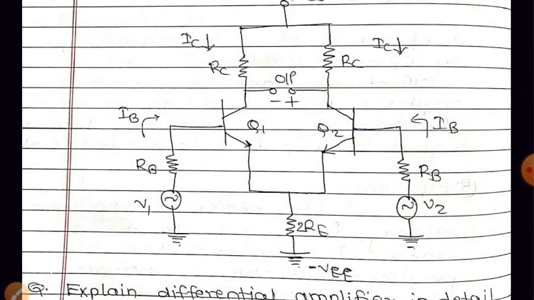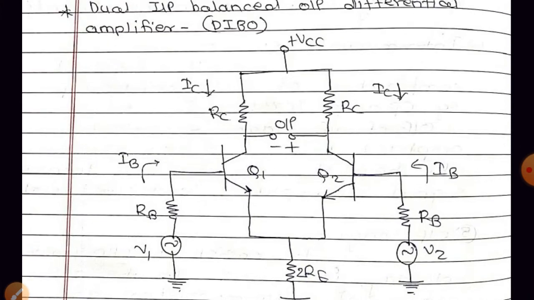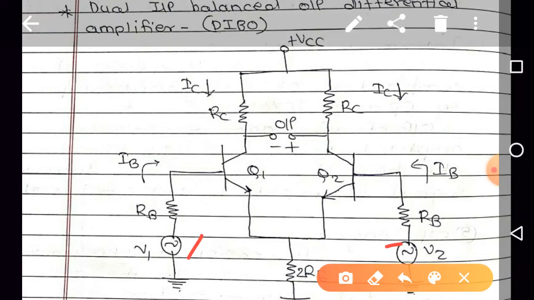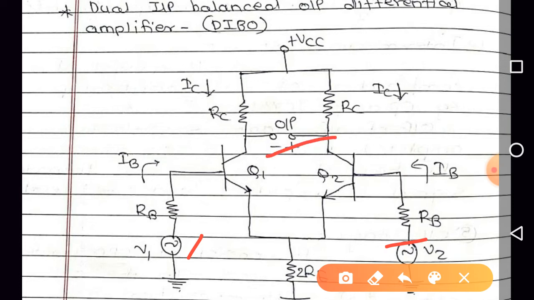So its name is dual input balanced output, because here we apply the input at both the terminals V1 and V2, so it is called the dual input. Two inputs, so dual input. And balanced output, here we take the output at both the collector terminals of the transistors, so called the balanced output. So it is a dual input and balanced output type of differential amplifier.